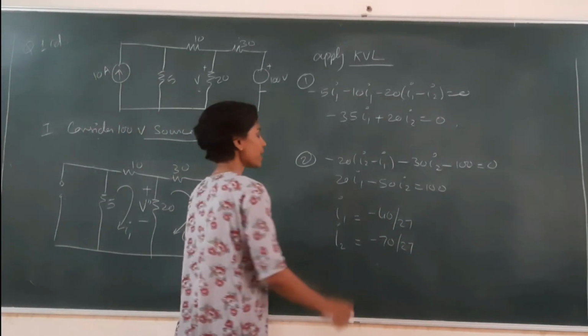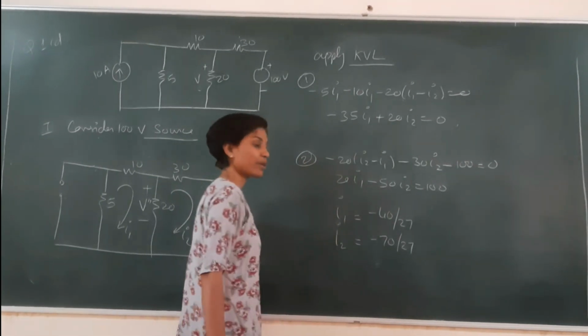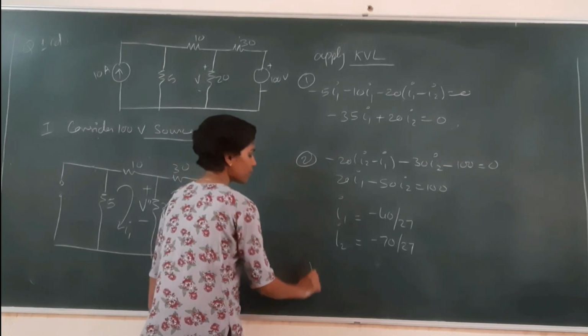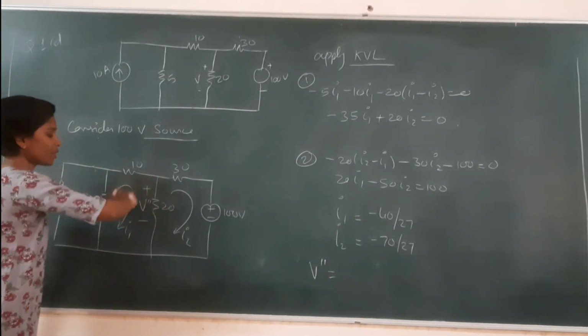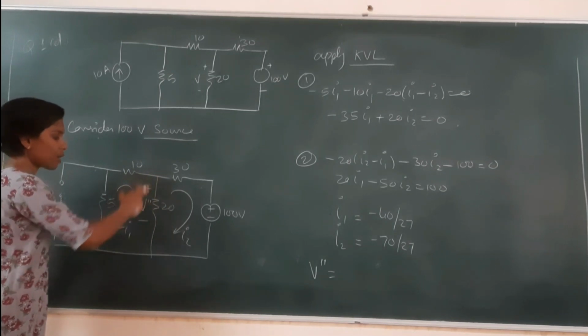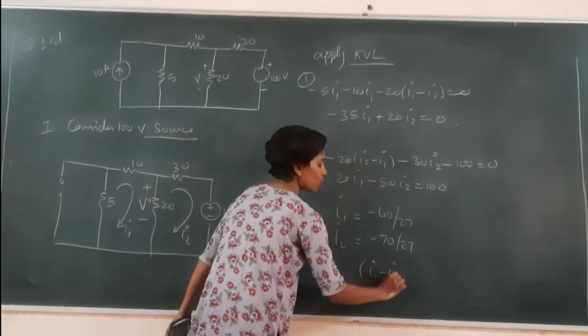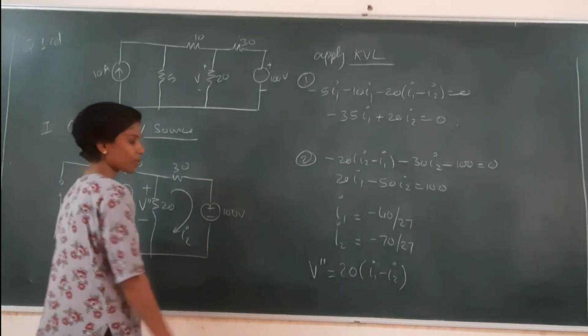Right, so what answer are we getting for I1? It is minus 40 by 27, and for I2 it is minus 70 by 27. Use your calculator and check the answer. Now what next? We have to calculate V double dash, that is the voltage across this 20 ohm resistor. We go for the downward current, so that will be I1 minus I2, and the resistor is 20 ohms. That is the potential difference.